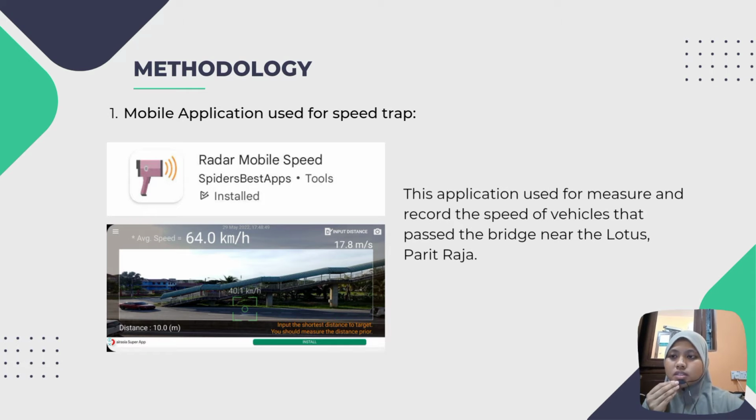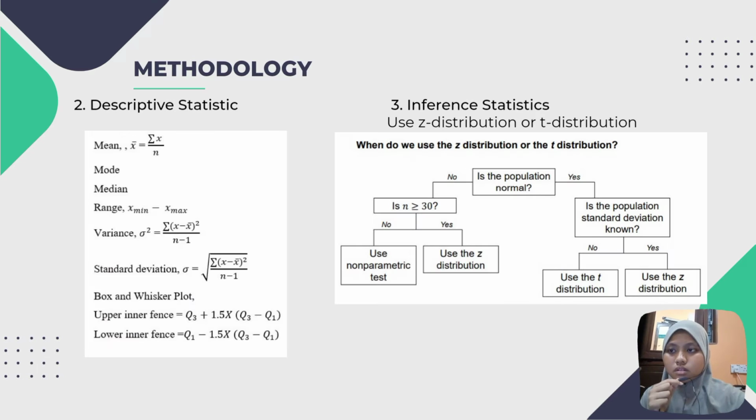Okay, so this is the methodology for our project. The first one is the mobile application used for speed trap. The application we use is Radar Mobile Speed. This application is used to measure and record the speed of vehicles that pass the bridge near the Lotus Parit Raja. And all the data gained is mostly accurate and easy to take.